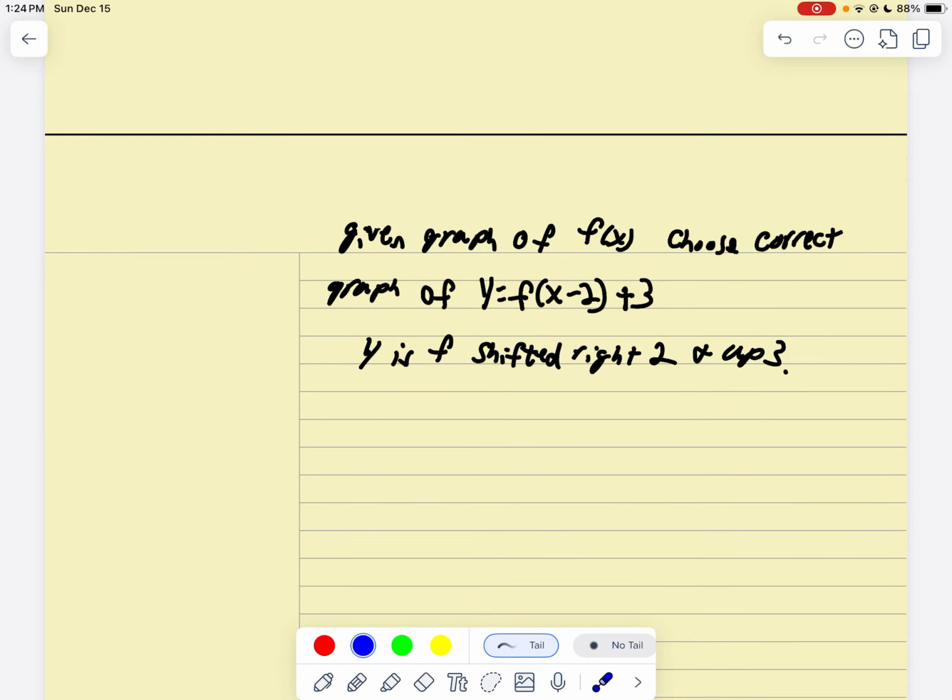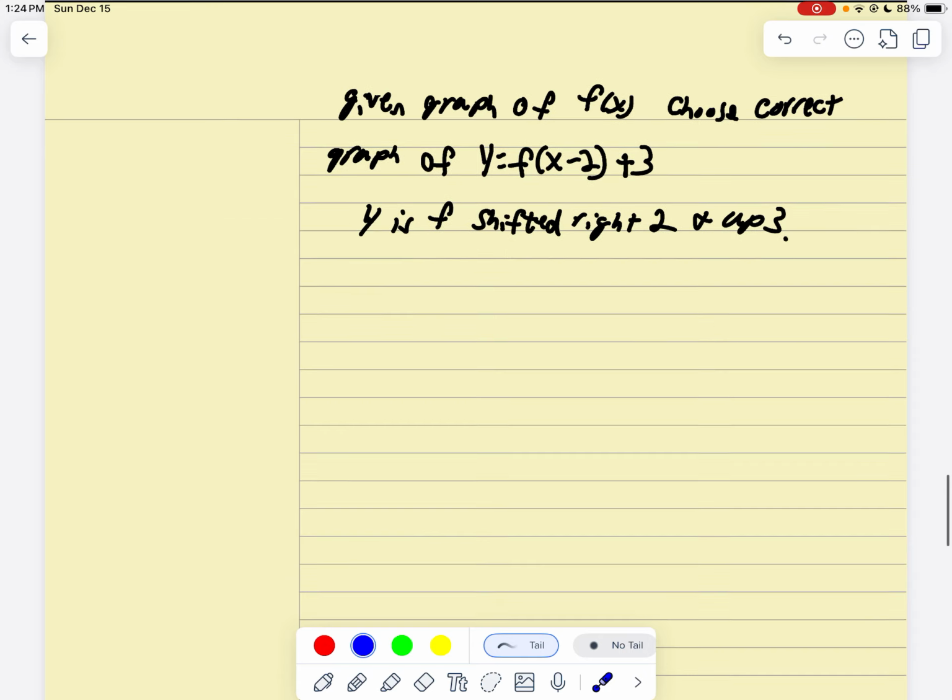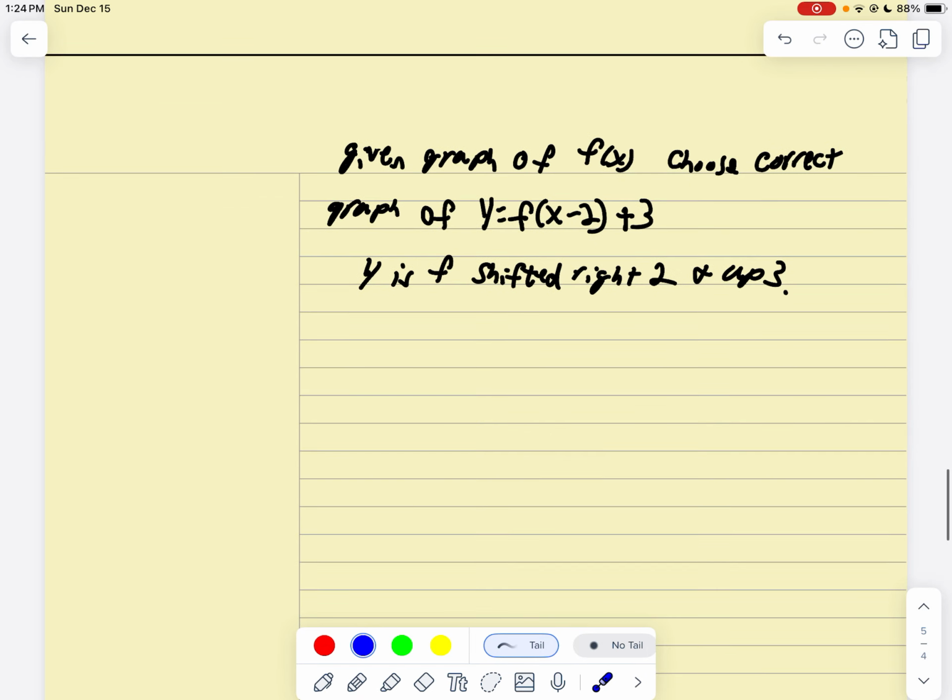All right. And then the last thing would be, given the graph of f of x, choose the correct graph of y, which is f of x minus 2 plus 3, I made this up. You would have to understand, you'd be looking for the graph of y, which is shifted right 2 units and up 3 units, and that would be the correct choice.